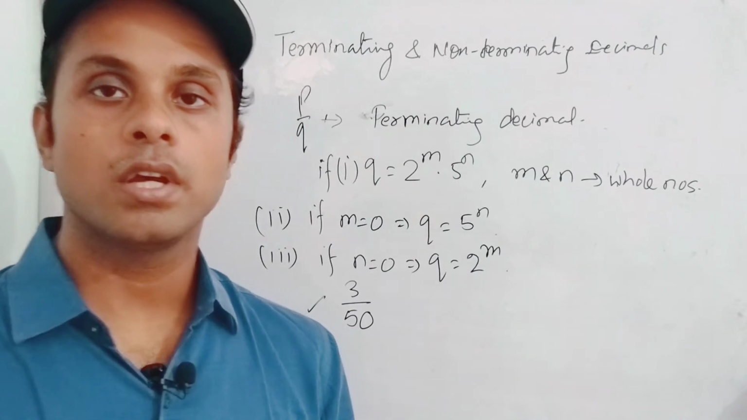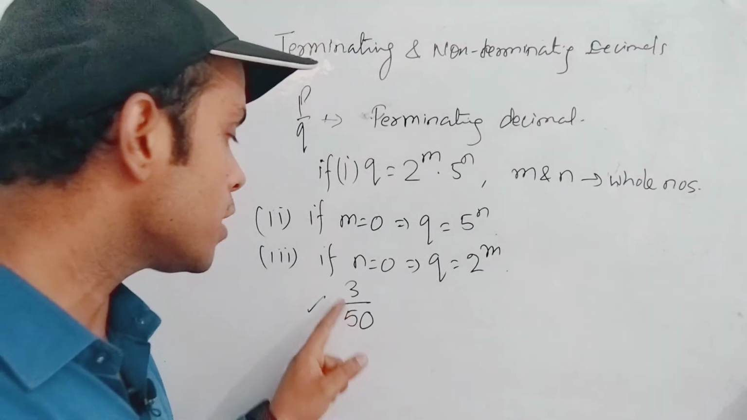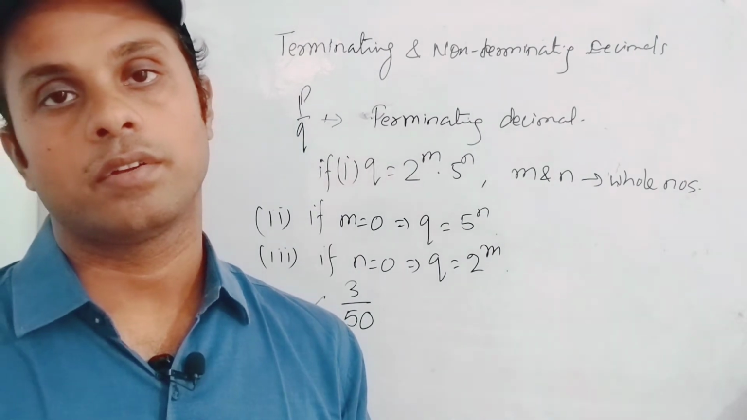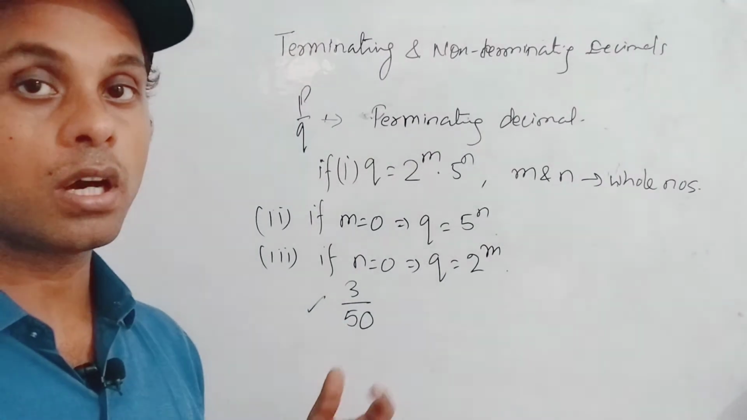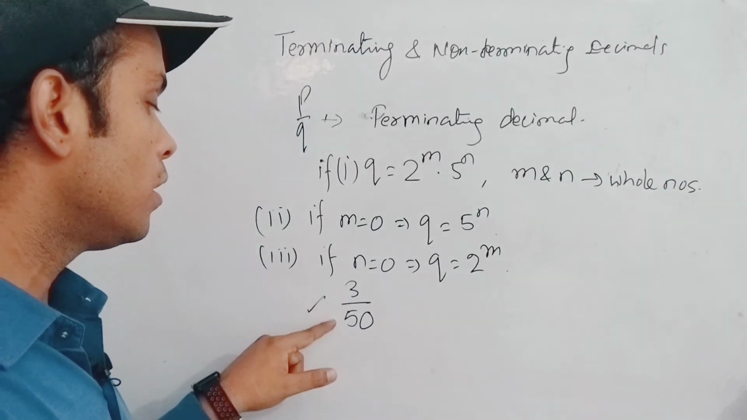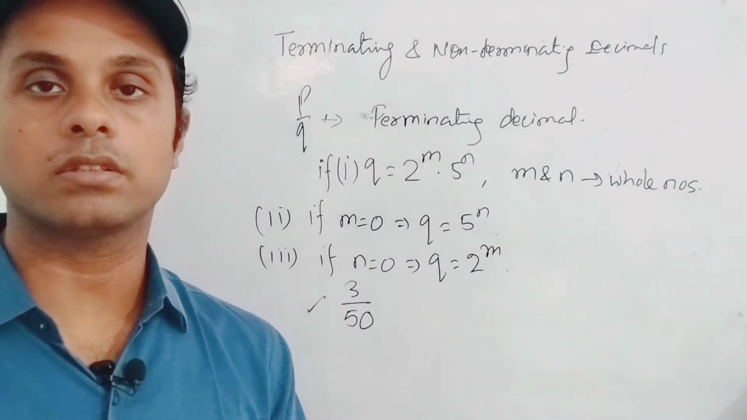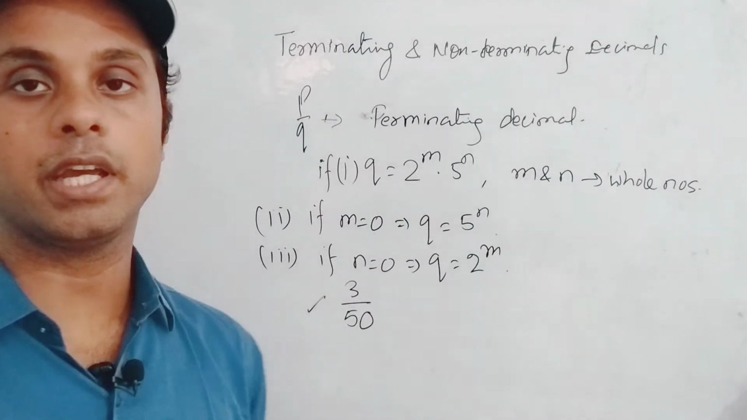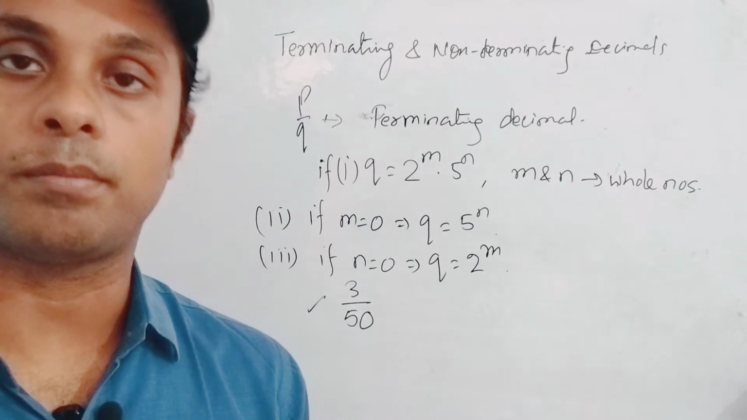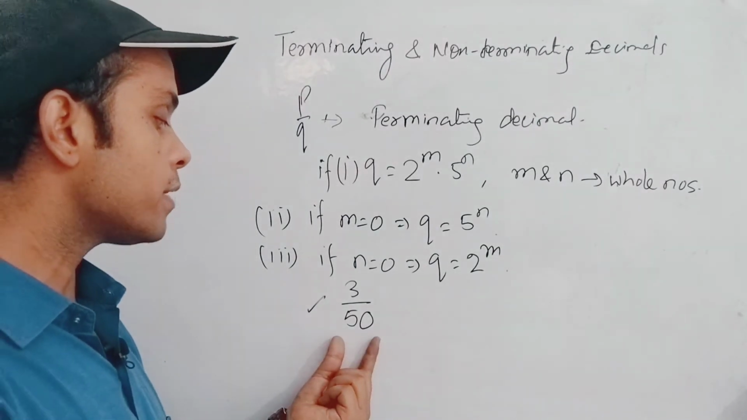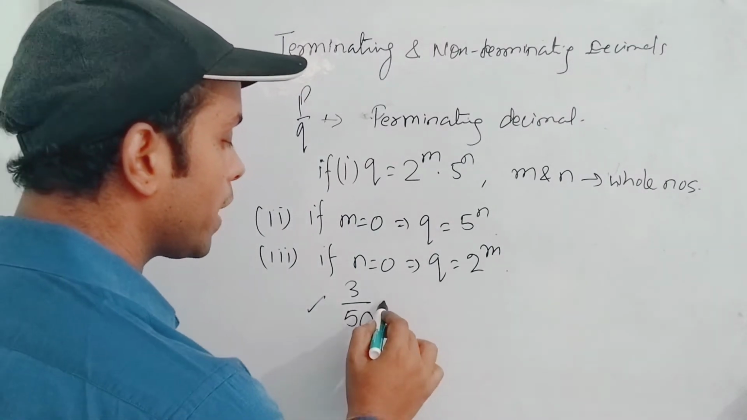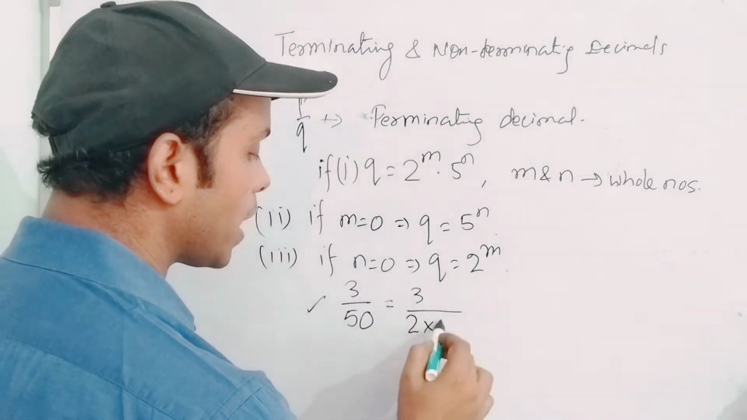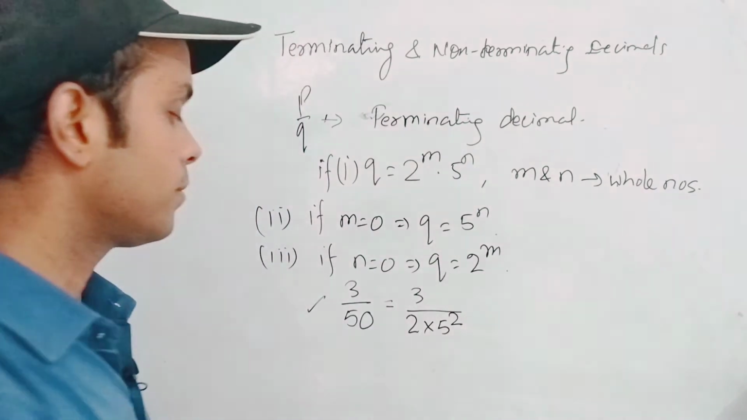So what to do first? First you check whether this fraction is in the simplest form or not. Is it reducible or not? If you check here, there is no common factor of 3 and 50. It means 3 upon 50 is already in simplest form. Now you factorize 50 here. If you factorize 50, then you obtain 2 times 5 square.